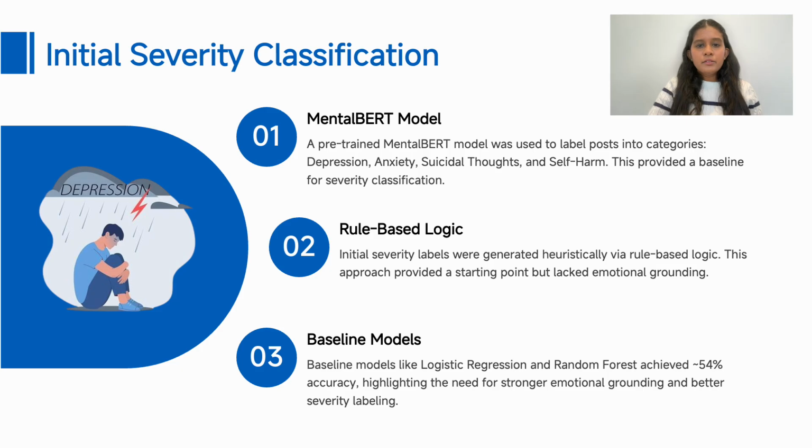So initially, I created rule-based logic to assign mild, moderate, or severe severity scores based on keyword intensity and emotional cues. This also helped to establish a starting dataset, but it wasn't deeply grounded in emotional meaning. I then tested some baseline models like logistic regression and random forest on this rule-based data. But these models only reached around 54% accuracy or 51-52% accuracy. It made it clear that the early severity labels weren't strong enough and needed emotional validation. This is what led me to proceed toward rebuilding severity labels using emotional signals for better reliability.